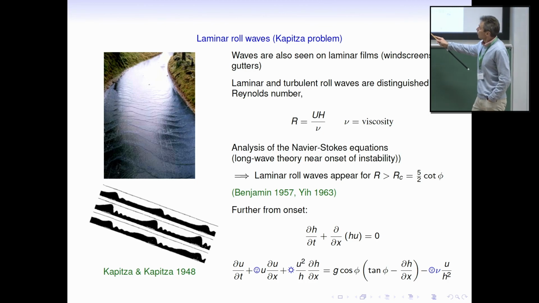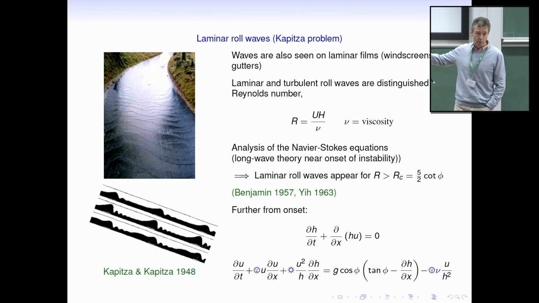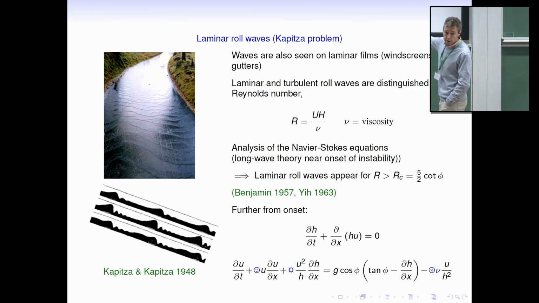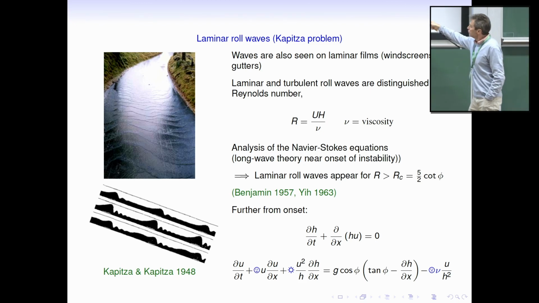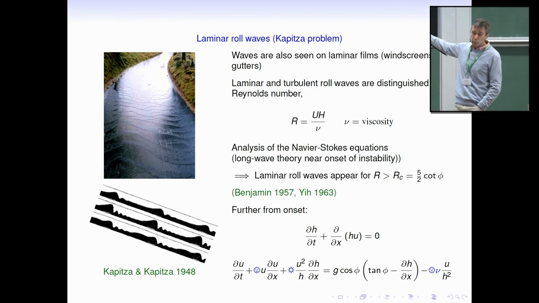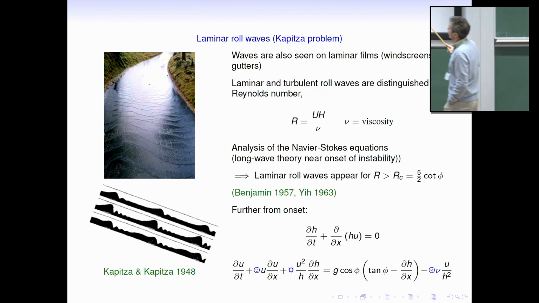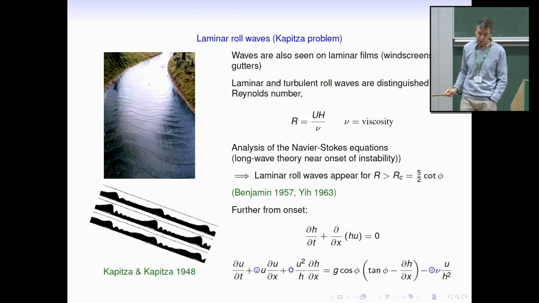In this case, the important thing is the Reynolds number. It's a classic kind of fluid stability problem. It's the Reynolds number that becomes important when you go through the analysis of the problem. You can do that by looking at the Navier-Stokes equations and doing a long wave kind of linear instability analysis, and you end up with a criterion that says that the Reynolds number of the flow has to be bigger than some critical value.